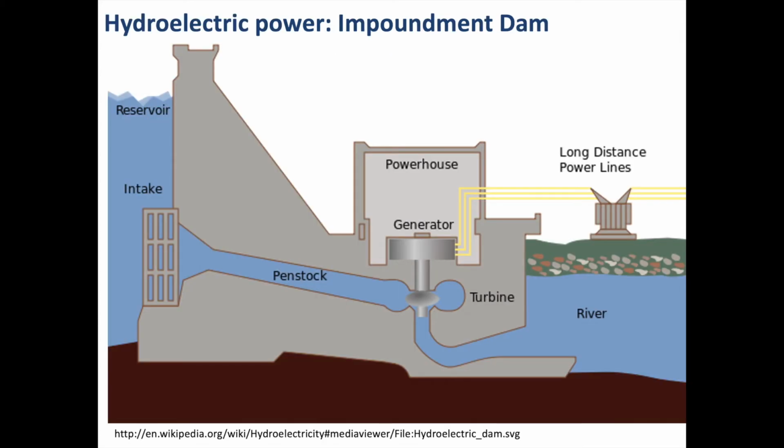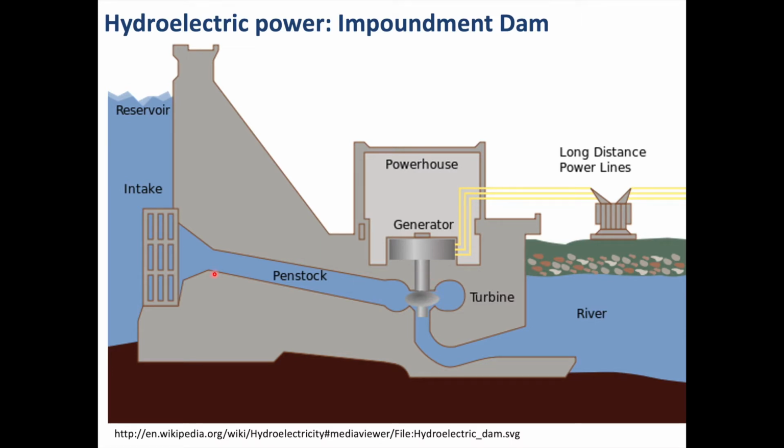A dam is a wall in a river that holds back water into a lake or pool known as a reservoir. The more water flowing past the turbine, and the higher the water at the top of the reservoir is relative to the elevation of the turbine, the more energy that can be produced. Water flows from the reservoir through a tunnel called the penstock towards the turbine where electricity is generated.